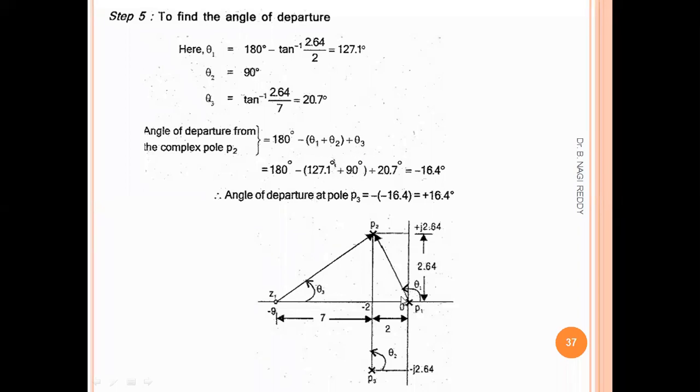So theta 1, you use the protractor and calculate it, and you will get approximately 127.1 degrees. You can do it with a protractor. And the second angle, of course, is obviously 90, because this is a right angle triangle, as P3 is the mirror image of P2. And similarly, you can calculate theta 3. Theta 3 will be around 20.7 degrees approximately. These are the approximate values. You will also get almost all these values when you use a protractor on the graph sheet.